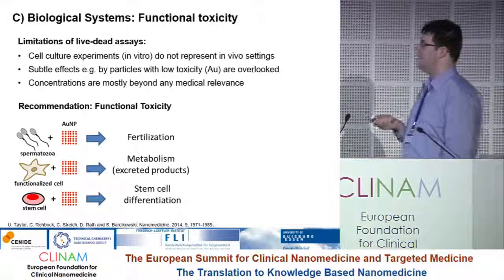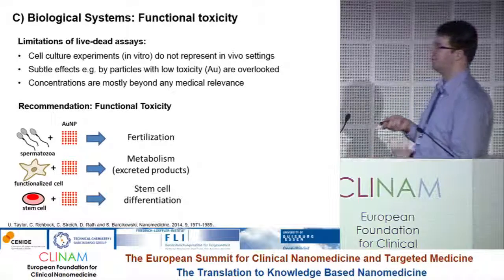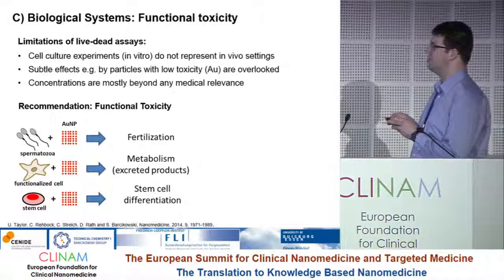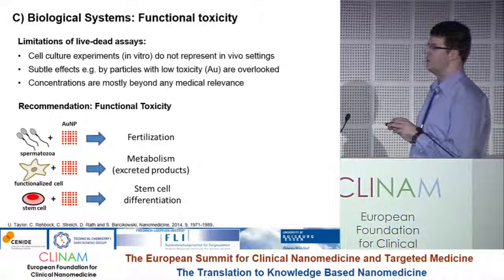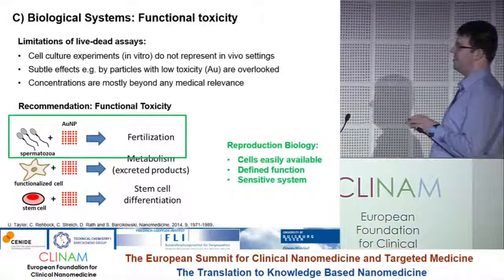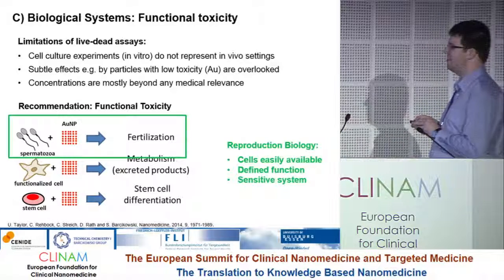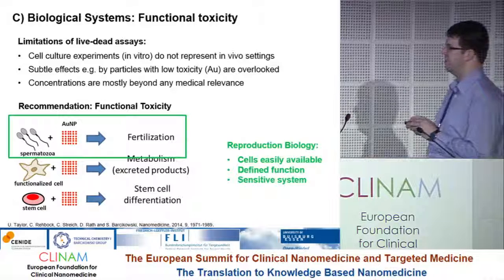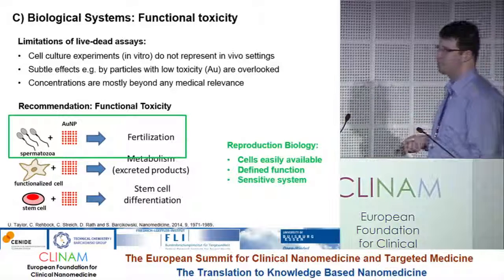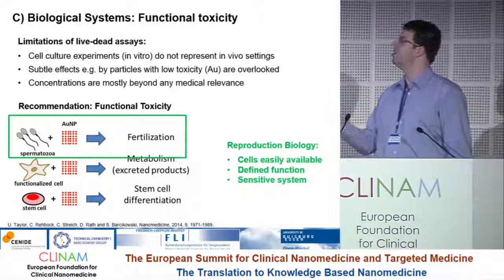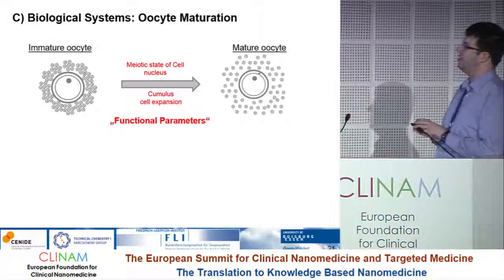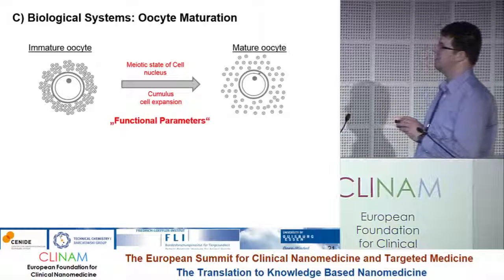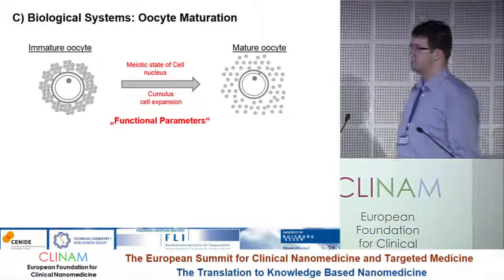But one other aspect, which I want to go into detail with in the last few minutes, is the area of reproduction biology and fertilization. Why reproduction biology? Because the cells are very easily available, they always have a defined function, and the system is highly sensitive to different aspects. The system I wanted to study in more detail was oocyte maturation. We took an immature oocyte, exposed it to nanoparticles, and looked at the maturation process, which was the meiotic state of the nucleus and the cumulus cell expansion.